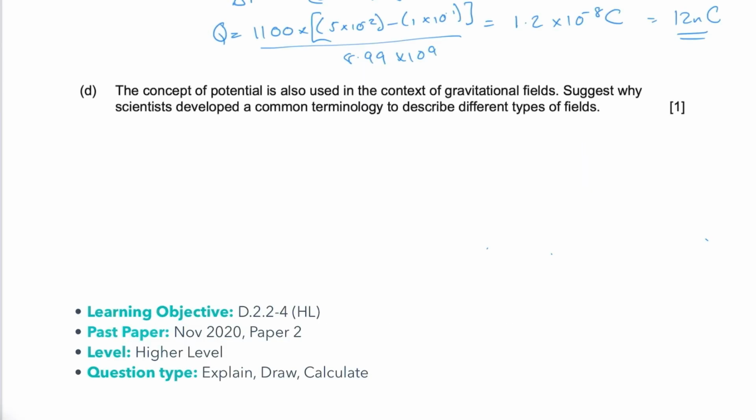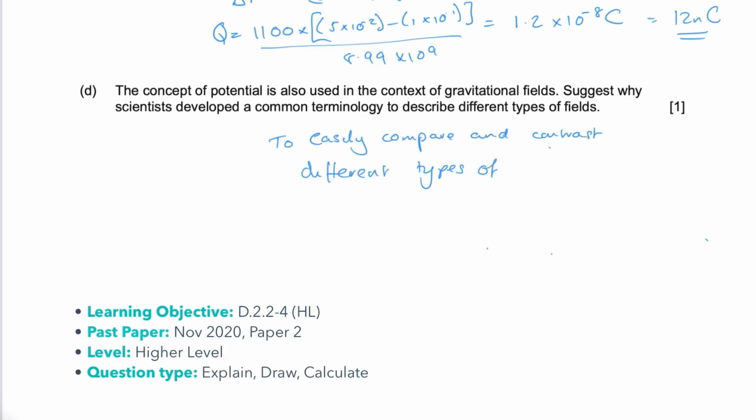D. The concept of potential is also used in the context of gravitational fields. Suggest why scientists develop a common terminology to describe different types of fields. Because it's so easy to compare. Did you see in step 1 we drew that comparison table for electric fields and gravitational fields? The concept is if you understand it in, say, gravitational fields and we use the same terminology, then it's going to be easier for you to understand it in electric fields. So the reason we use common terminology is to easily compare and contrast different types of fields.